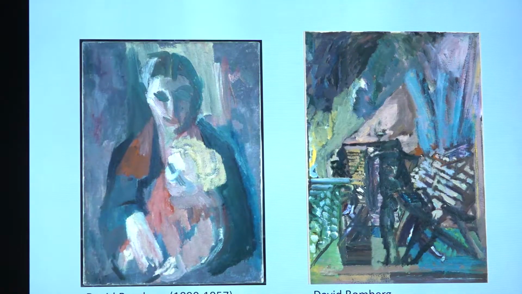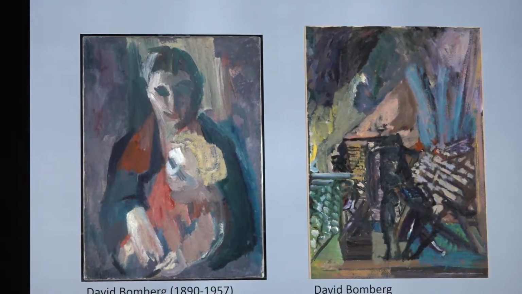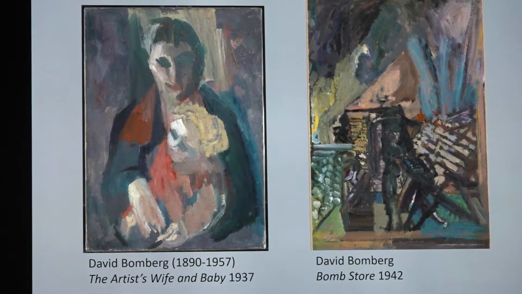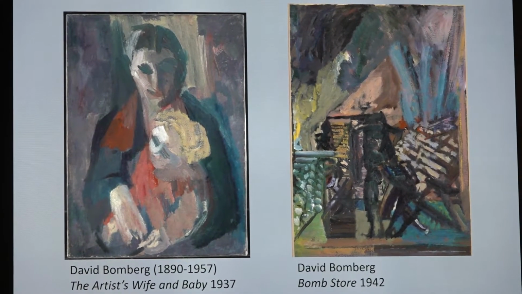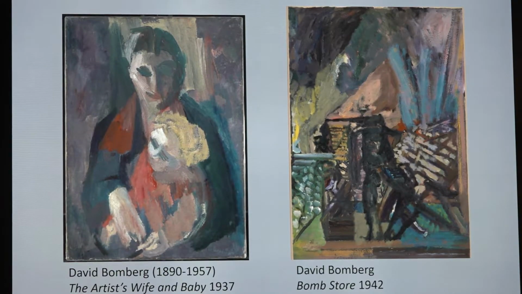The other artist, David Bomberg, in a way comes from a very different perspective, but again, here on the left we are looking at a painting of someone who was very close to him, his wife, the painter Lilian Holt, portrayed with their baby daughter.